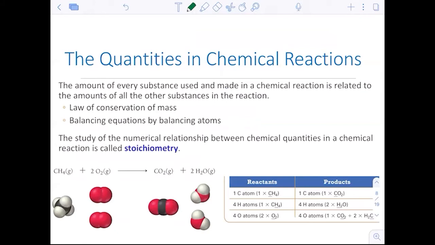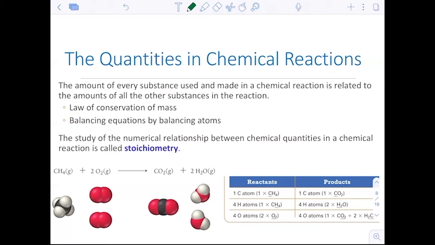Now, this is what we call quantities, right? In chemical reactions, we're going to be quantifying things. Again, we're satisfying the law of conservation of mass. Matter cannot be created nor destroyed. And we're balancing those equations by balancing the atoms within the equation. So the study of numerical relationships between chemical quantities in a chemical reaction is called stoichiometry. It's exactly what we just did. We counted up how many carbons, oxygens, and hydrogens we had on the left. We equated them to how many were on the right. We balanced it.